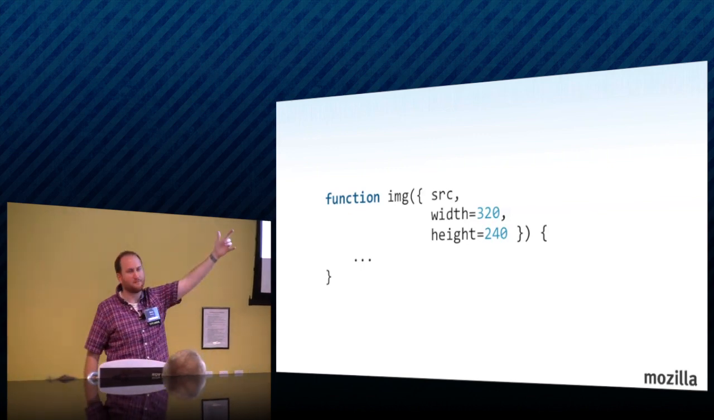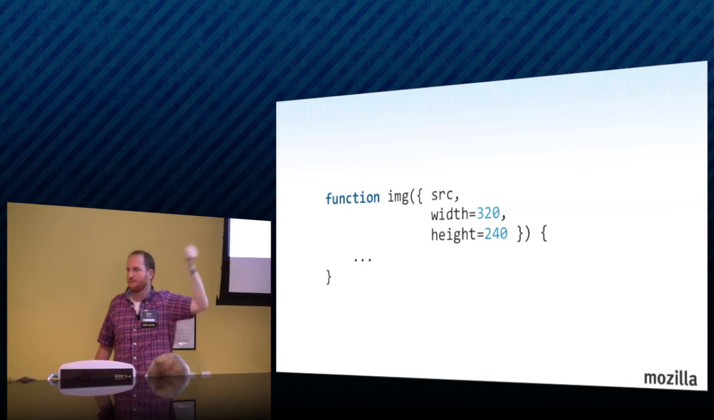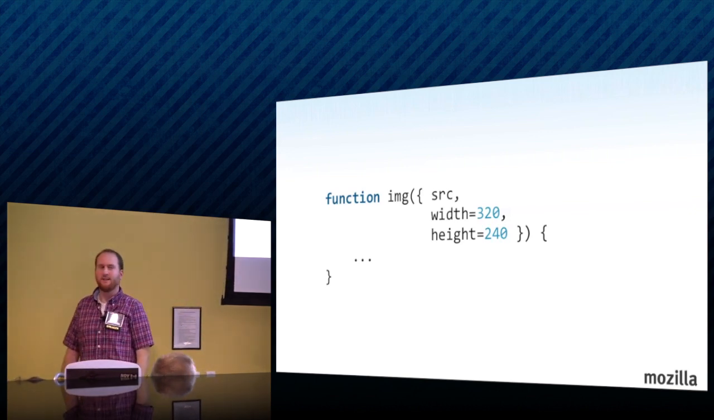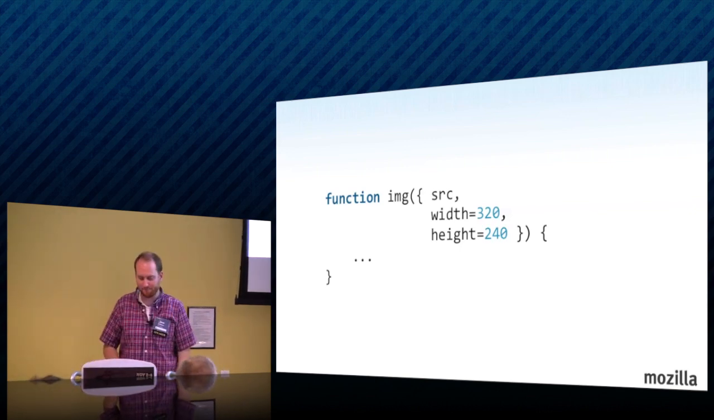So I can have a function that takes an options object, and I can have optional elements of the options object and provide the defaults right there. So this is just pretty and concise and says what you mean.